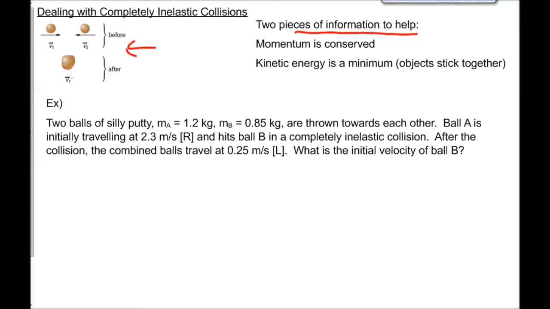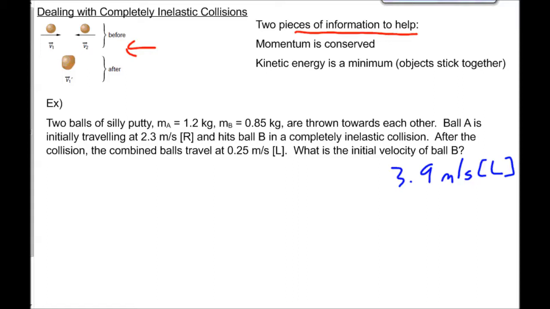Since we have already done a bunch of questions like this, I'm going to leave this one for you. I'll tell you when I did this, I'm getting an initial velocity for ball B of 3.9 meters per second to the left. Again, I'll leave that to you to verify. Hopefully you can do that question, because we have done a bunch of these already.